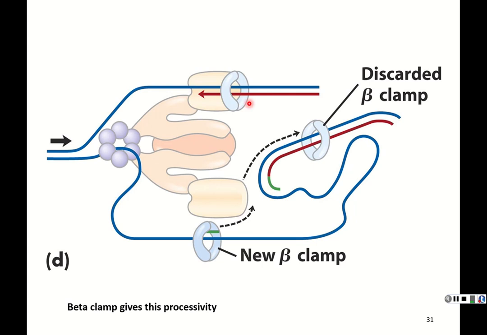Right, and those clamps are referred to as the beta clamps. As you're going through on the lagging strand, those get discarded from time to time, and new ones with the new primer for the new Okazaki fragment that's coming up will get connected to the polymerase.